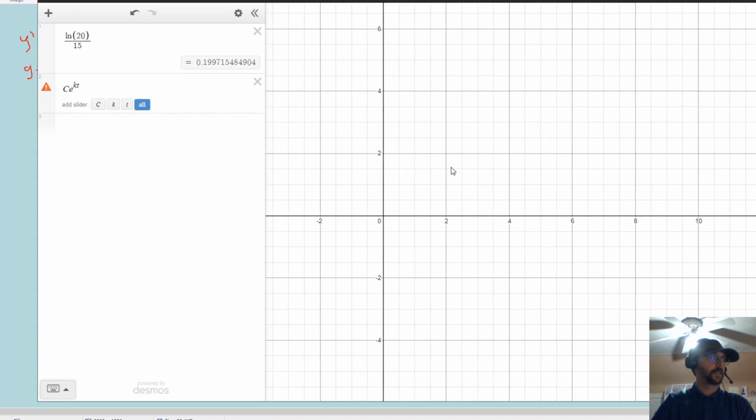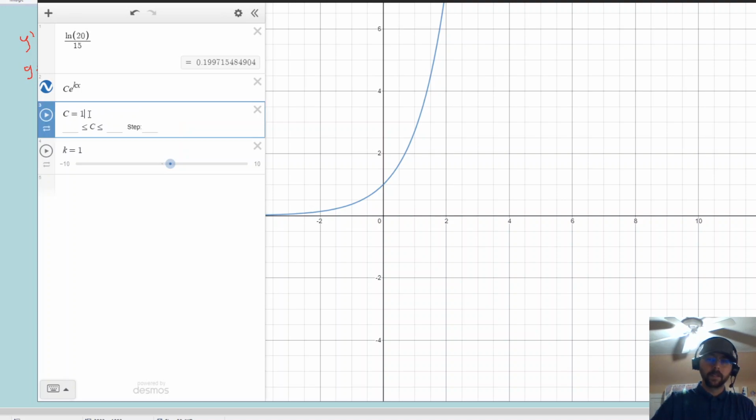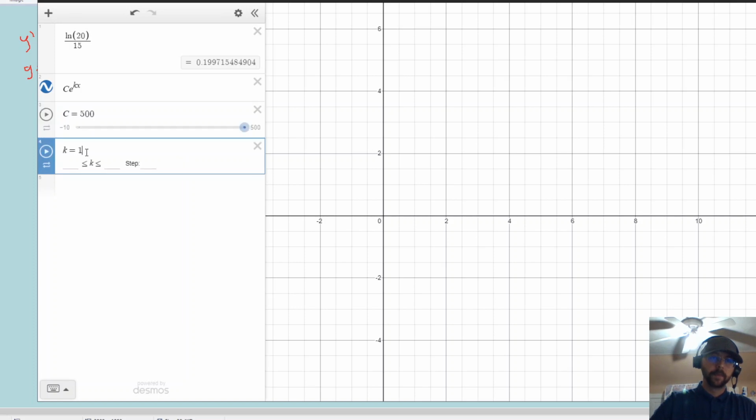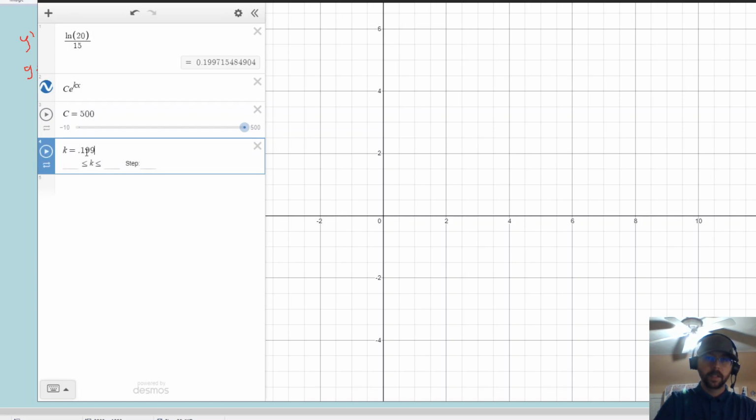I'm not so concerned with the negative. Alright, c e to the kt, except I can't use t, I have to use x because it confuses it. So we want c and k to both be sliders. Now, if c equals 500, which is what we have in our specific problem, and k equals the information above it, so we'll say 0.199715.